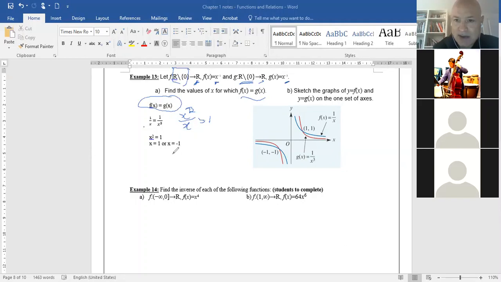It says, sketch the graphs of y equals f of x and y equals g of x on the one set of axes. So I've got my calculator out and I've sketched them. They do cross at (1, 1) and (-1, -1). You can see they are the same type of graph, because we've got 1 over x, a rectangular hyperbola, and we've got 1 over x cubed. It's not an x cubed function, it is 1 divided by x cubed. They are just rectangular hyperbolas.